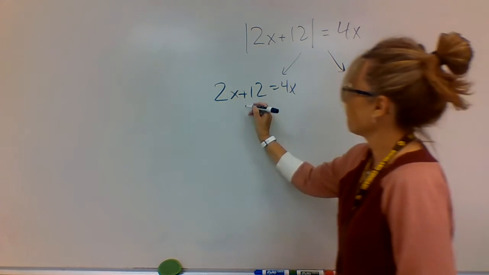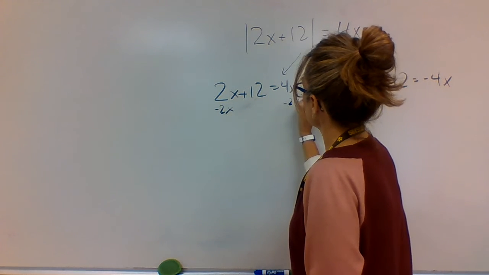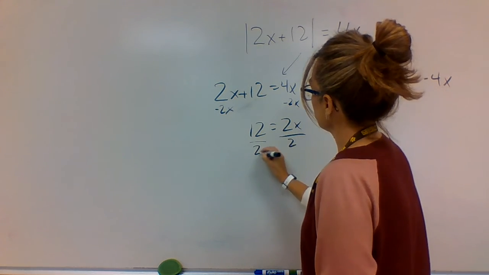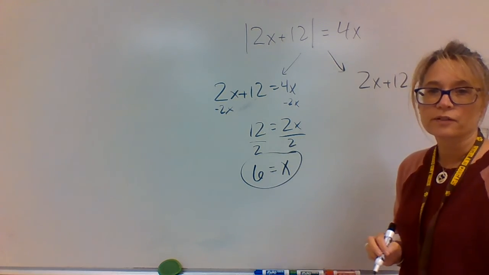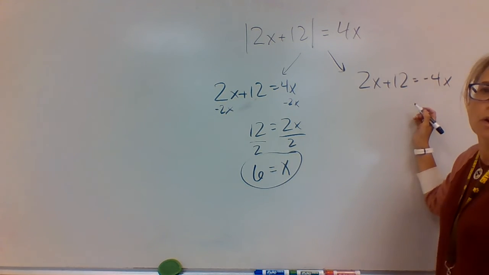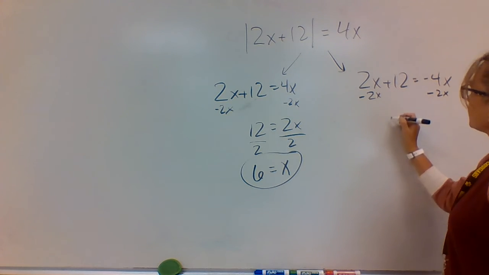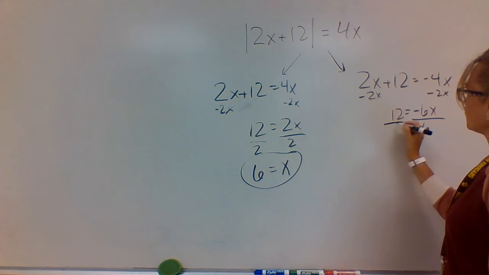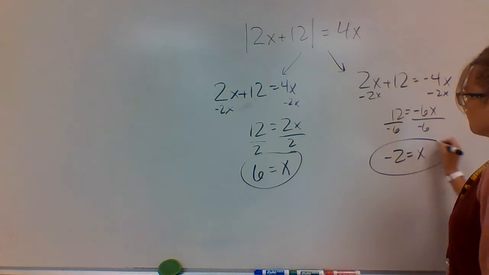And you solve. Subtract, oops, my bad. Subtract 2x from both sides. You get 12 equals 2x. Divide by 2, and you're going to get 6 equals x. So there's one of your answers, okay? Now the next one, hopefully you can see this. I'm kind of far away from the camera. But if I subtract 2x on this side, I'm actually going to get 12 equals negative 6x. When I divide by negative 6, I actually end up with negative 2 equals x, okay?